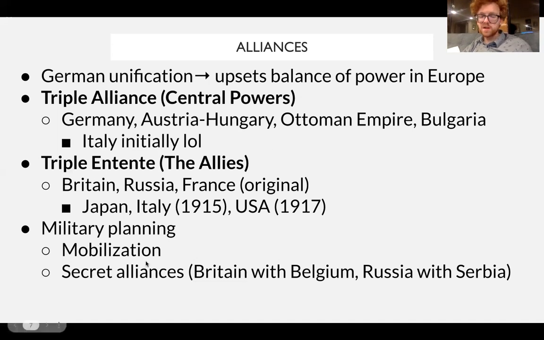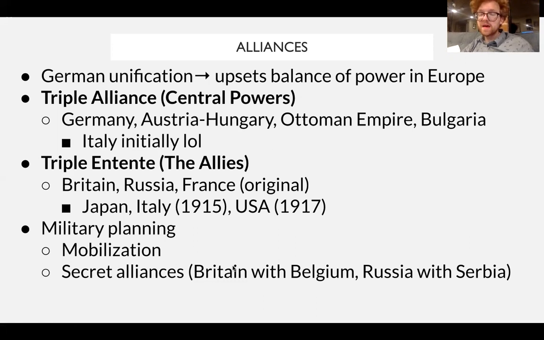But there's also something a little sneaky going on. There's this idea of secret alliances. I just like that idea of secret alliances. They're alliances that no one else in the international community knows about, but they're making one country the protector of another country. We'll see that with places like Britain and Belgium.